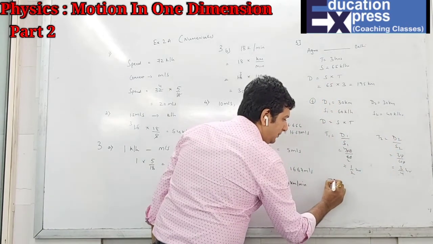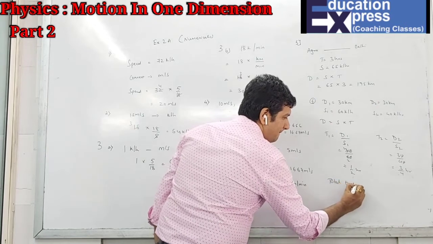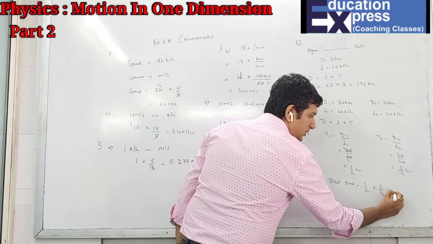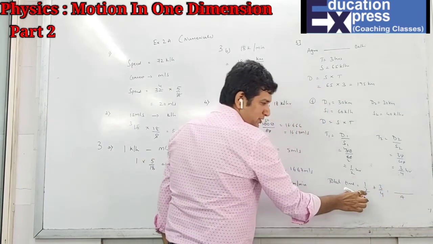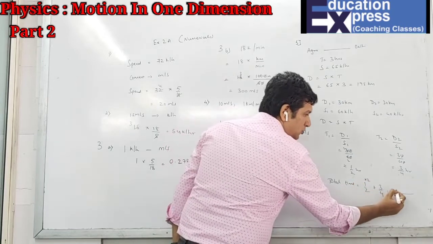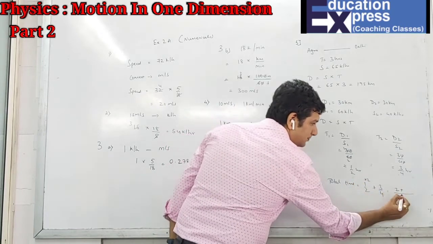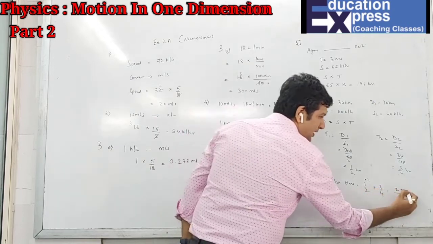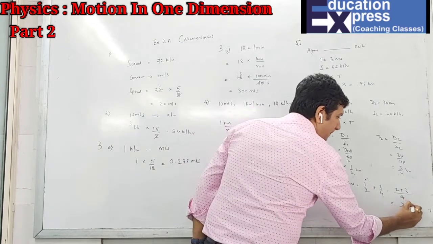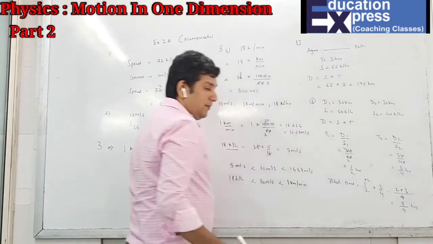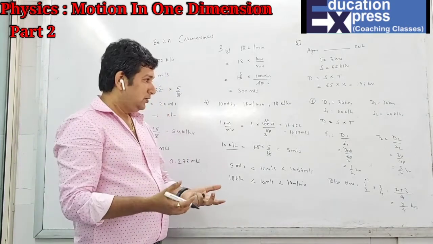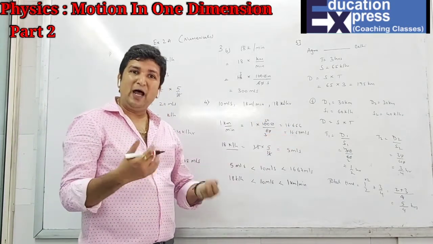So the total time will be half plus 3 upon 4. Taking the LCM as 4, obviously I have to multiply by 2 to get 4 over here, so 2 plus 3. Here already 4 is there. Hence the answer will be 5 upon 4 hours. But in case anyone asks you how much time it took to cover this particular distance, will you say 5 upon 4?